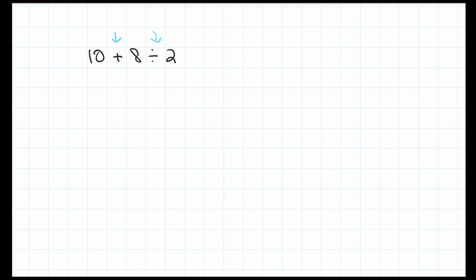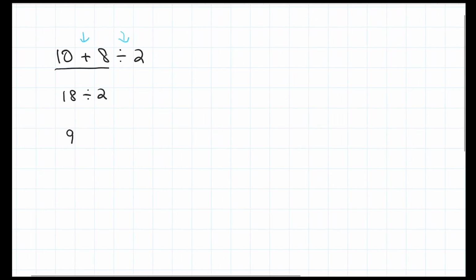Depending on which operation we do first, we could end up with a very different answer. As an example, if we did the 10 plus 8 first, 10 plus 8 is 18. We still have the divided by 2, and 18 divided by 2 is 9. Our answer would be 9.